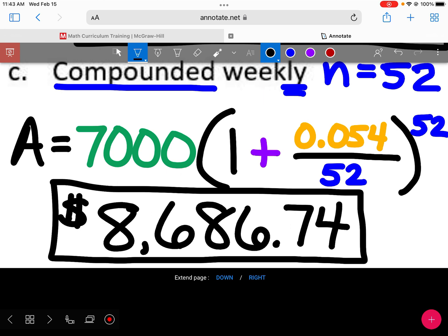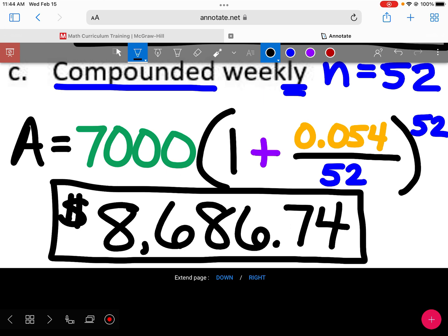On A, B, and C, we used the same formula, but did we get the same answer on all of them? Which one was the smallest of these three? B. Why is it the smallest? Because it's quarterly, and what was our n value? 4. That's the smallest n value we've had up here.